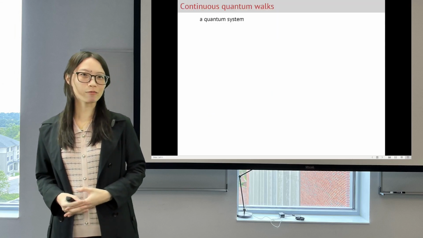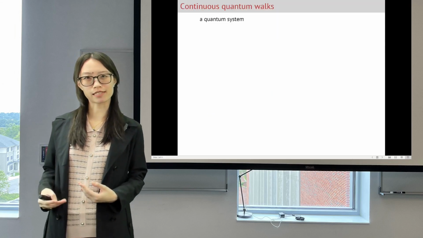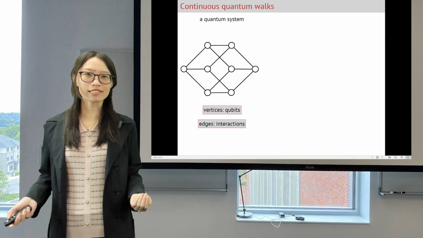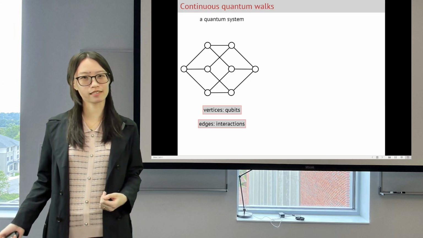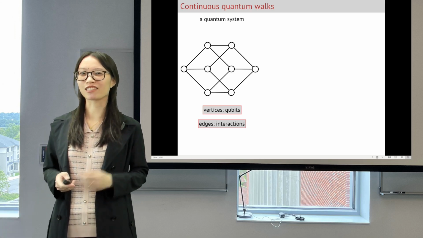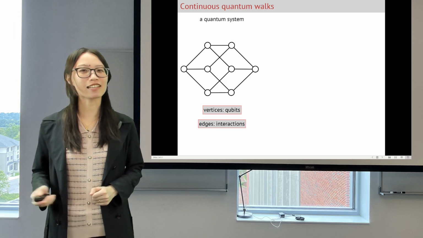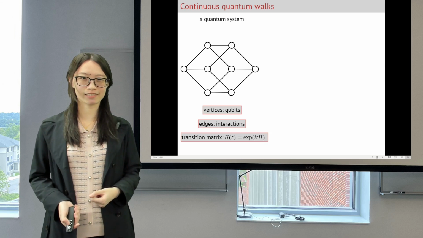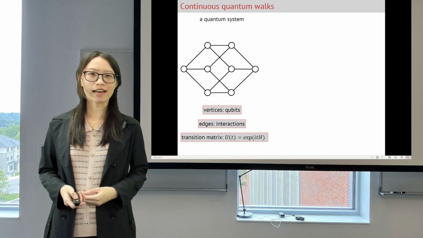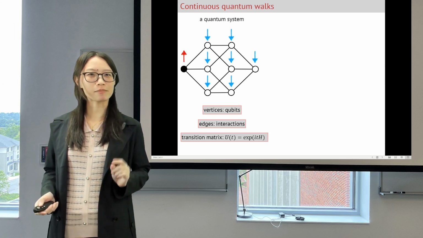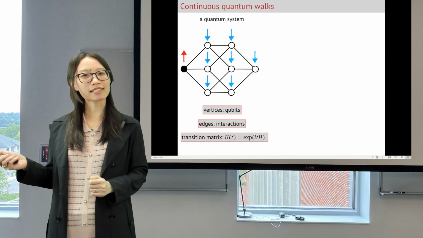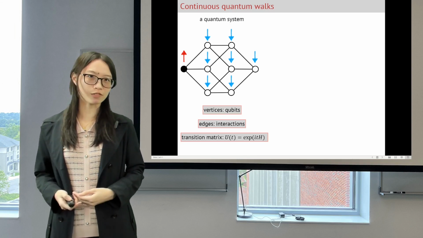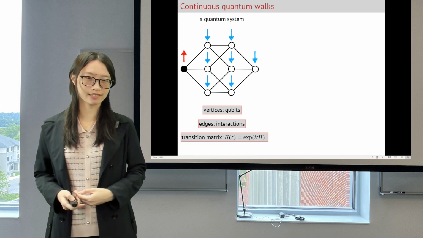In the continuous time quantum walk, we can model a quantum system using a graph. The vertices are the qubits, and the edges denote their interactions. The whole system evolves according to the Schrödinger's equation, so there is a Hamiltonian that determines the transition matrix. Usually, we will initialize one of the qubits to the spin-up state, while the others will be initialized to the spin-down state. As we run the quantum walk, these states are going to change.